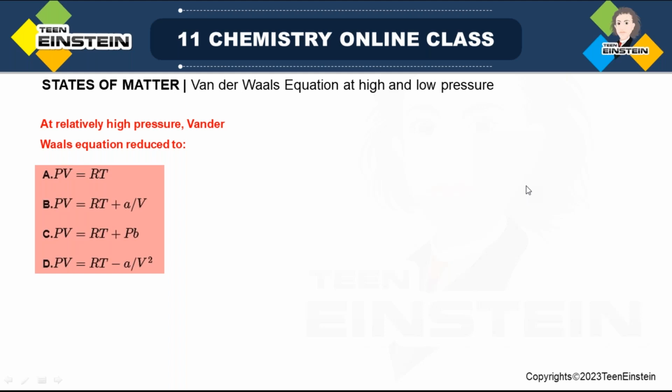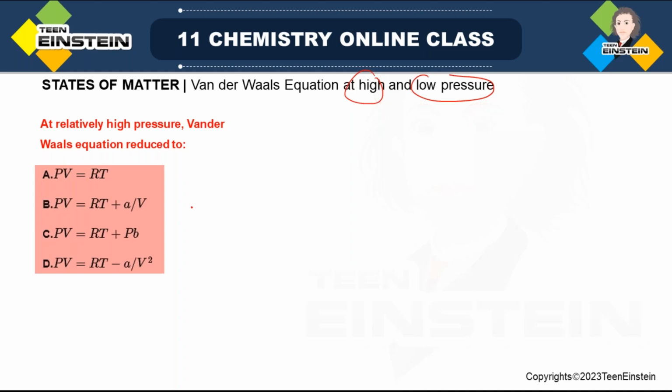So the Van der Waals equation, we know what it is, we saw it in the last class. Now we have to see what the effect on this equation will be if we change the pressure to a high value. So there are two different conditions, when the pressure is high and when the pressure is low, and based on this we have this question. When we solve this question, you will also be able to understand how pressure is affecting the equation.